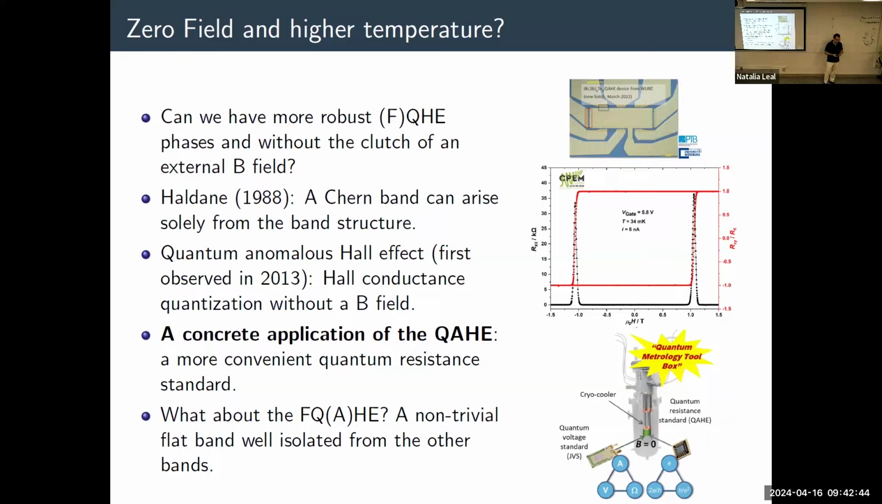And of course, the natural question is, can we have the same thing for the fractional quantum Hall effect, namely the same type of phases, but without any external magnetic field, and maybe at a higher temperature?